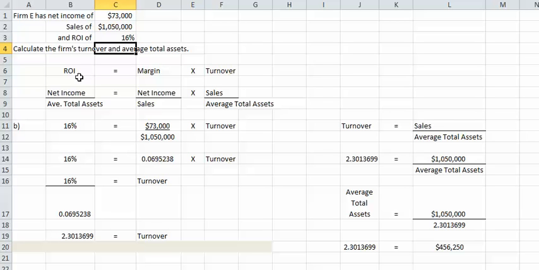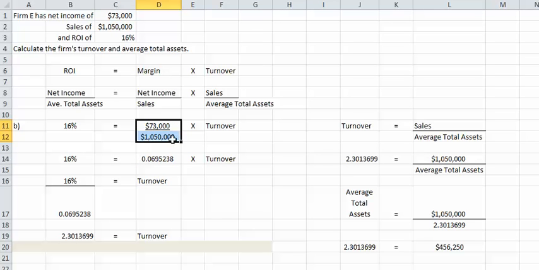So the formula, which you should know, is ROI, return on investment, equals margin times turnover, which we can also break down to say net income over average total assets equals net income over sales, which is equal to your margin, and times sales divided by average total assets. So we are given ROI here, 16%, so we'll plug that in, is equal to net income we know is $73,000, and we know our sales are $1,050,000. So if we multiply that times turnover, we'll get our answer for turnover. So 16% equals, and here's where the calculations start coming into play.